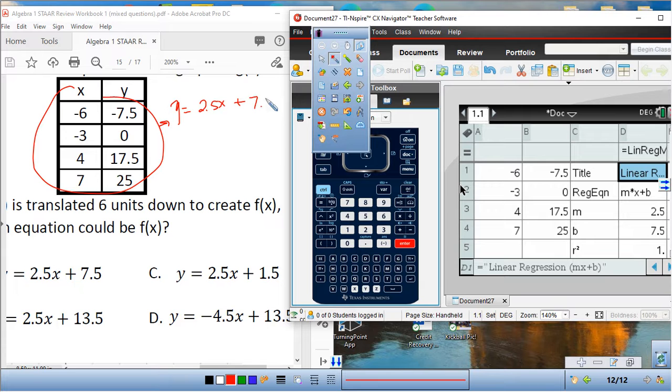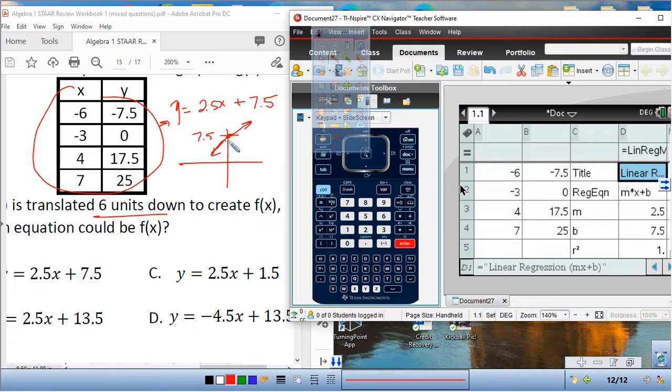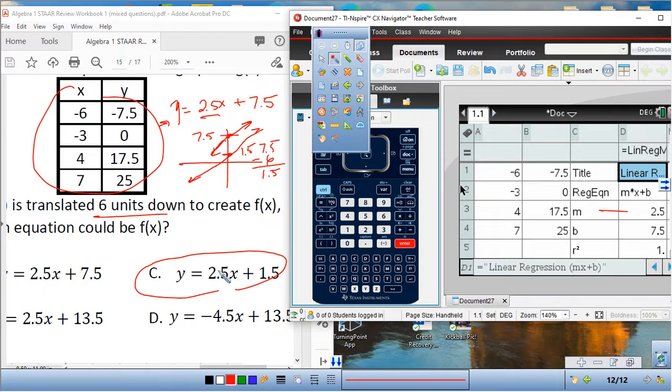plus 7.5. That means on your graph, it's going to go through 7.5 up here with a slope of 2.5. They're saying it's 6 units down, so bring it 6 down. So I basically have 7.5 minus 6. It gives me 1.5. Now we're going through here at 1.5 with the same slope. And there's your answer. 2.5 is your slope. Same slope, because it just says slide the whole thing down. We'll go to 1.5. That's a good question.